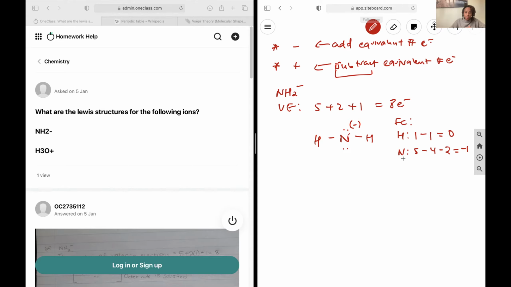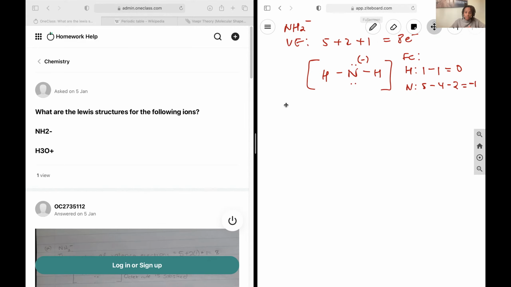This makes sense. I expected a net formal charge of minus 1 because the net formal charge should add up to the charge of whatever you're trying to draw out. And the formal charges have been minimized, valence electrons have all been taken care of. And so this is going to be the best structure.